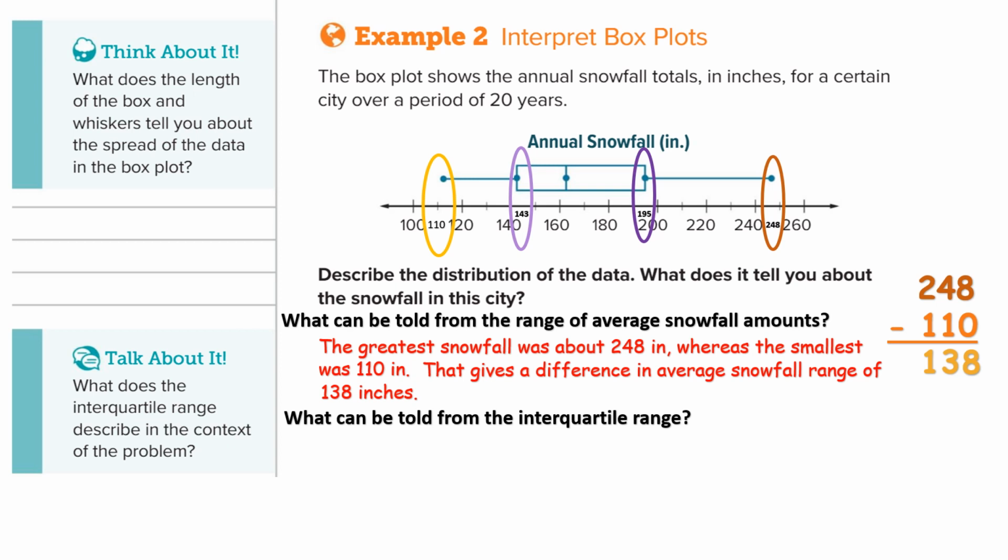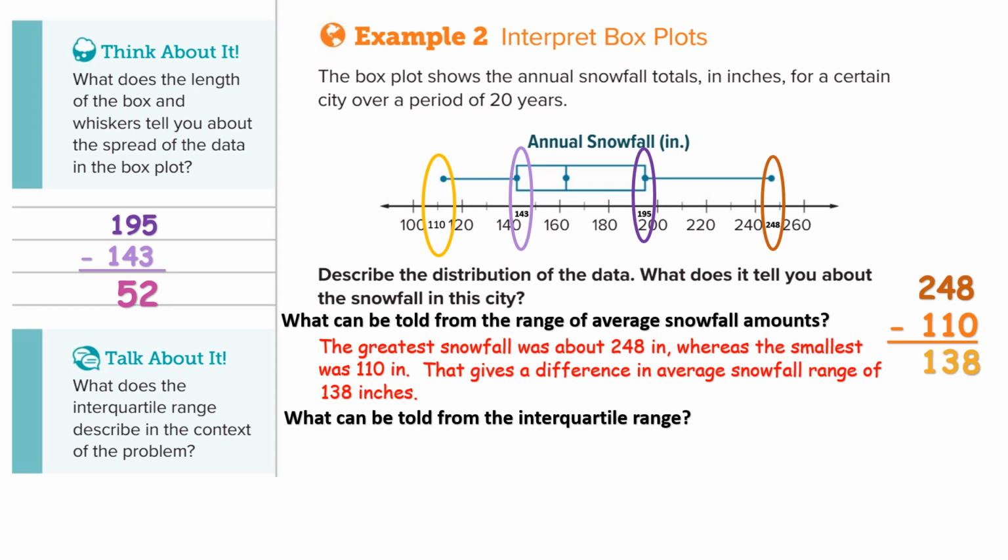And when I look at the upper part of the box, we're going to say that's 195. Once again, it's not going to be exact because they don't give me exact measurements, but I should be pretty close. So I'm going to take 195 and subtract the 143. And when I subtract those, I know 5 minus 3 is 2, and 9 minus 4 is 5, and 1 minus 1 is, well, that's nothing.